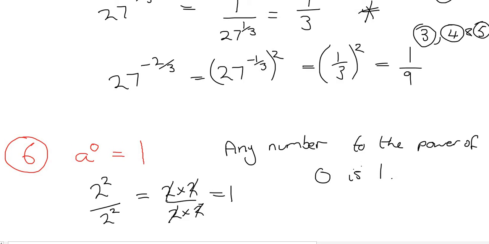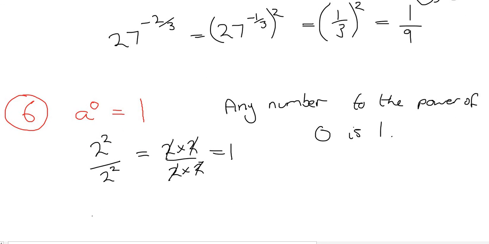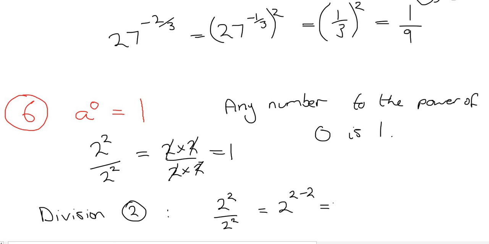But how about if we use rule number 2, division? So I'll write that down. How about if we use that rule instead? Well, that just says 2 squared divided by 2 squared is equal to 2 to the power of 2 minus 2, which equals 2 to the 0. But we've just shown here that 2 squared divided by 2 squared is 1. And this is where this rule comes from. So anything to the power of 0 is 1.